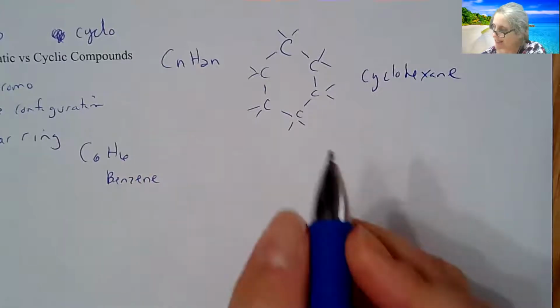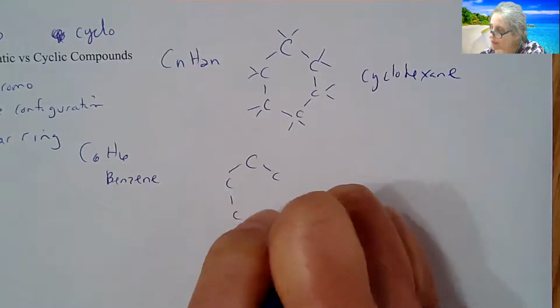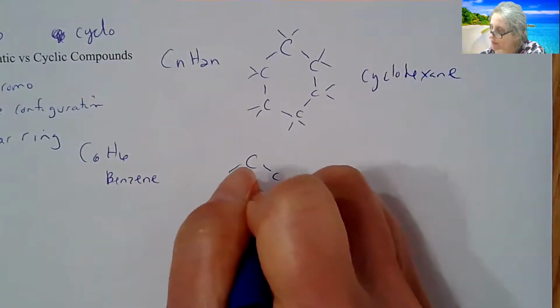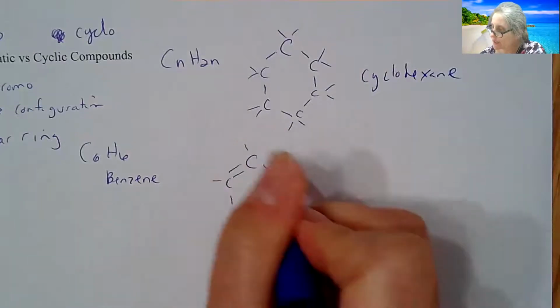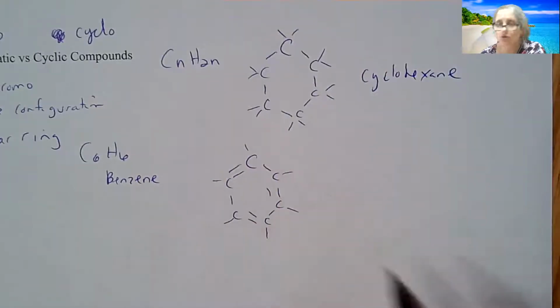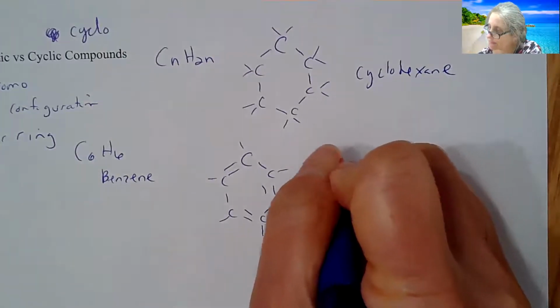It's called benzene. Now this is different than cyclohexane, but it looks very similar, so I want to talk about the differences. So in benzene, you actually have 3 double bonds. So what happens is you only have 1 hydrogen off of each carbon. So write down 3 double bonds.